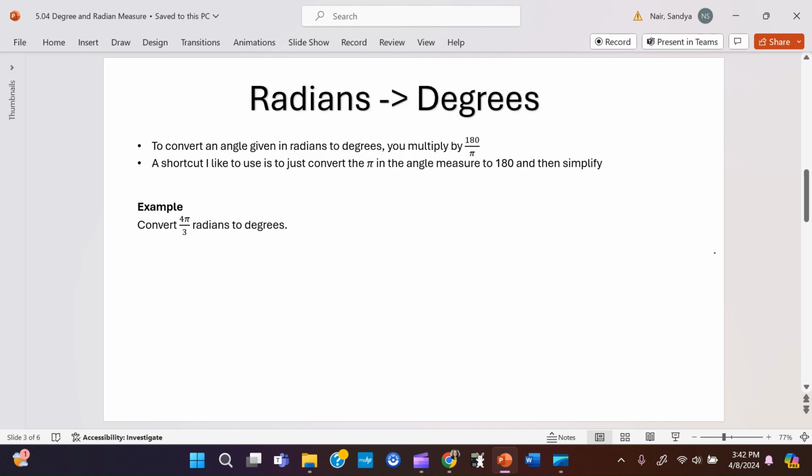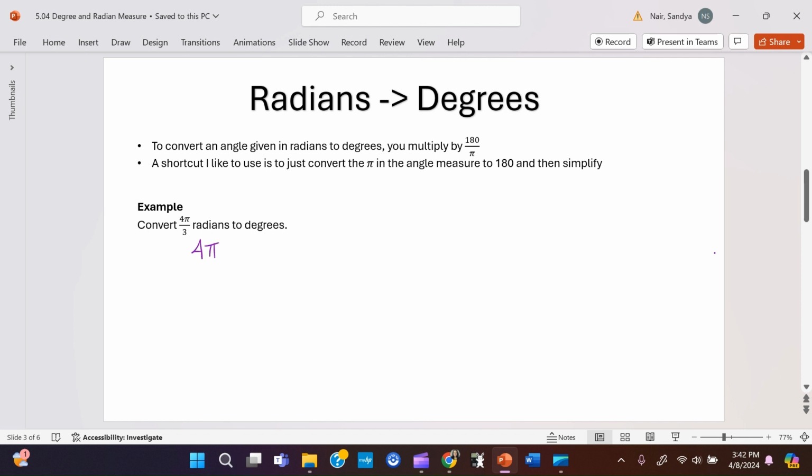So you can also go the other way and convert an angle given in radians to degrees by multiplying by 180 over pi. I actually like to use a mental math shortcut on these ones, and what I do is I convert the pi in the original angle measure to 180, and then I just simplify. So let me show you both ways.